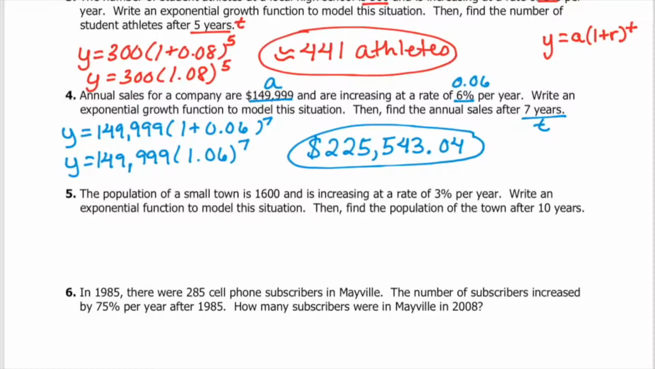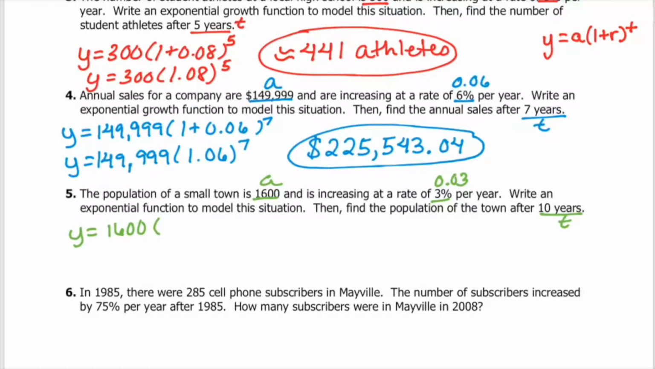Number 5, a population of a small town is 1,600 and it's growing at a 3% rate. We have to write the function and then find how much the population will be after 10 years. So A is our 1,600. That's the amount of people that lived in the town originally. And then it's increasing at 3%, which is 0.03. And our T is our time.